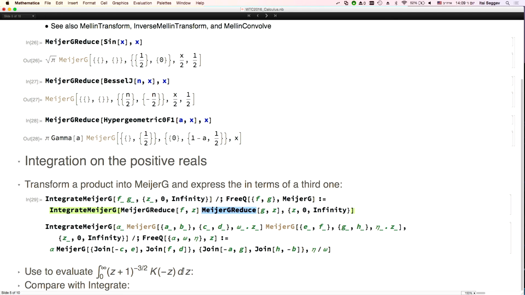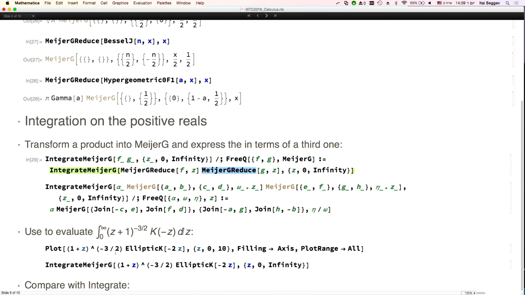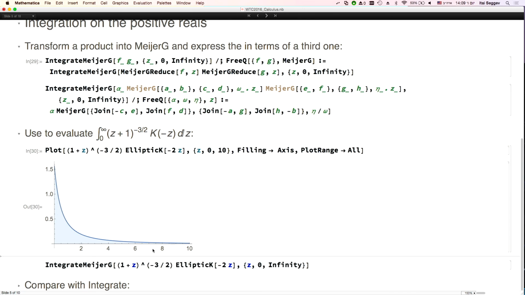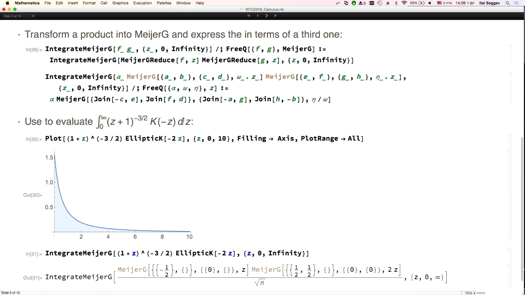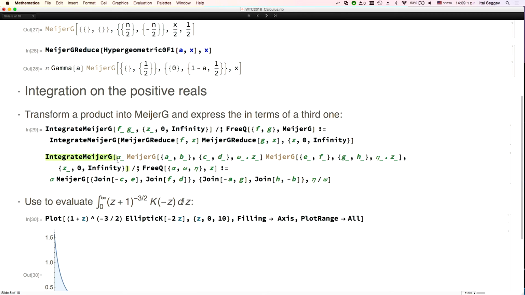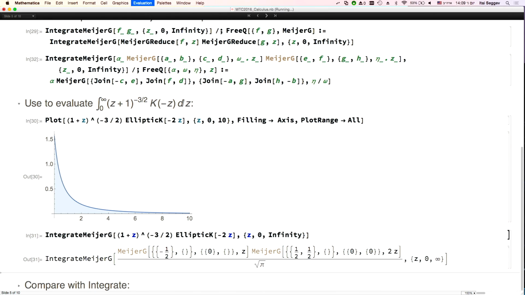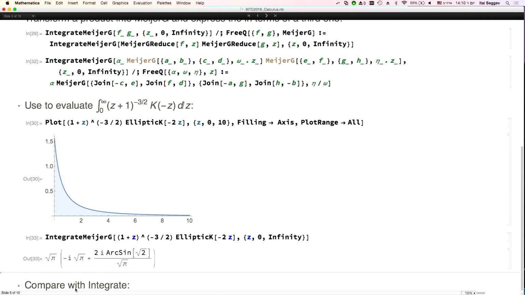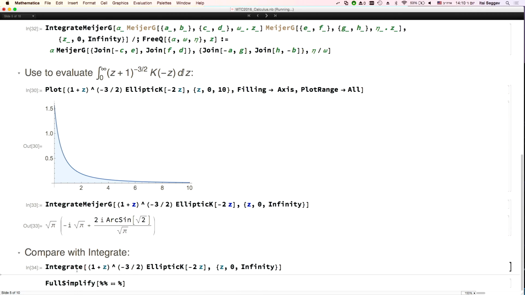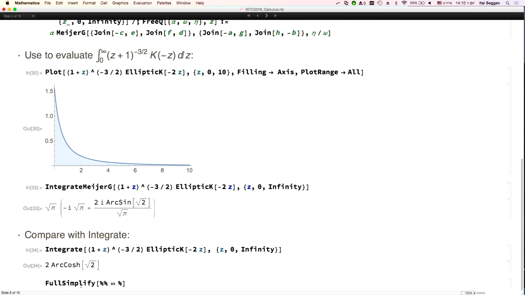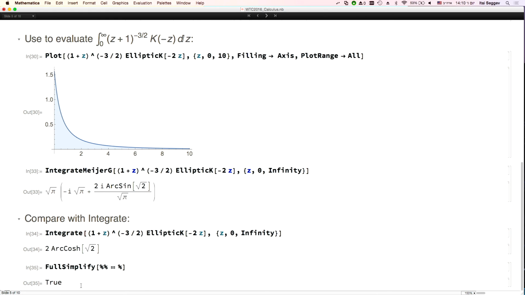There's a nice theorem which tells us that the integral of a product of MeijerGs over the reals is in fact a third MeijerG function. So if I have this product of two functions, EllipticK times a power, then I can integrate that. Oh, I did not actually evaluate the second rule. I get that, and I can compare with Integrate, which will produce a very different looking answer, but it is in fact the same answer. Okay.